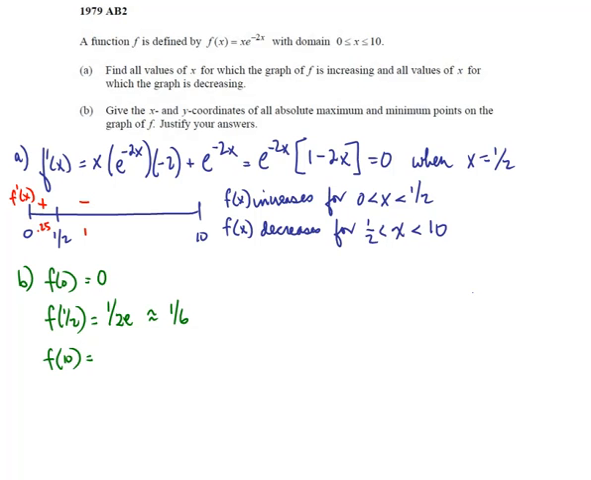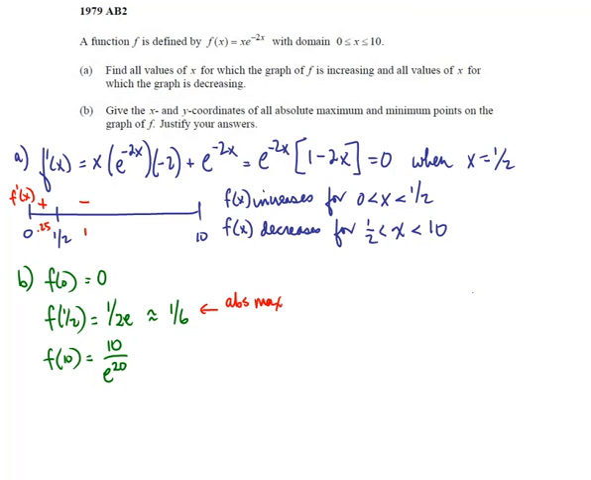For x equals 10, we're going to get 10 times e to the negative 20, which is 10 over e to the 20, and e to the 20 is going to be a very small number, but not 0. It's going to be approaching 0, but not at 0. But it'll be much smaller than 1/6.